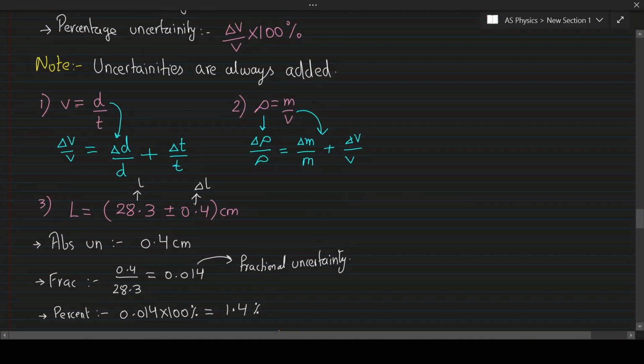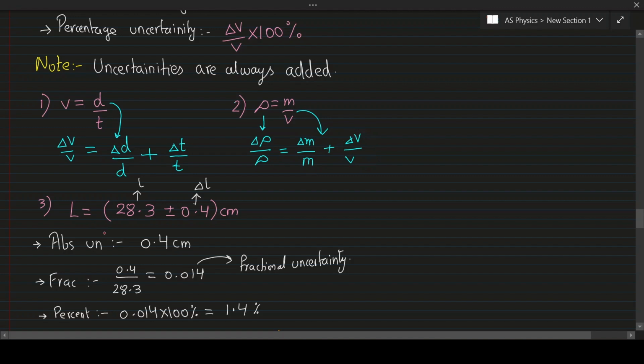So we can take an example of this. V is equal to d upon time, that is velocity equals distance over time. So I'm doing these fractional uncertainties and I'm adding these. Similarly, density is mass upon volume, so I'm adding the fractional uncertainties.